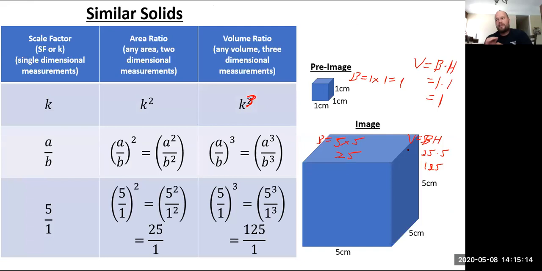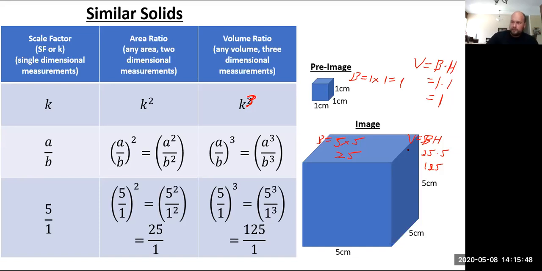All right, this applies for any type of solid. Your scale factor will apply to any single dimensional measurement. That can be height, width, length, slant height, perimeter, anything that you measure in single units, it's going to be using scale factor. Anything that's doing area, whether it's area of the base, lateral area, or surface area, those things will all use the area ratio. And then volume would use the volume ratio.